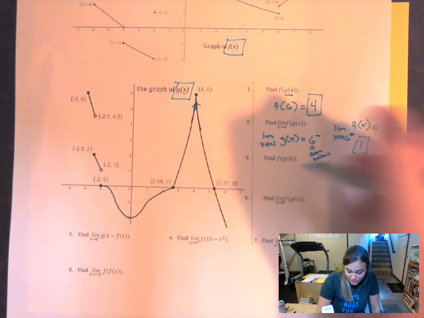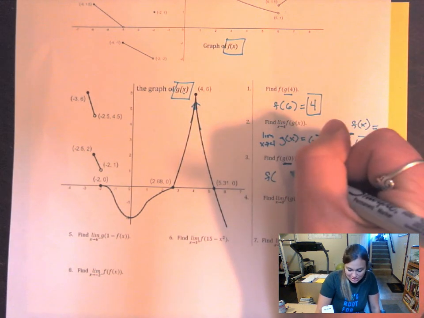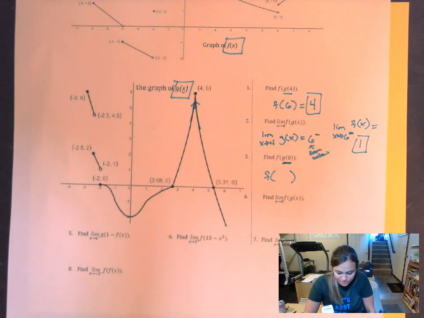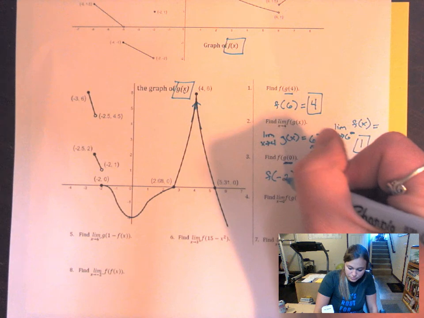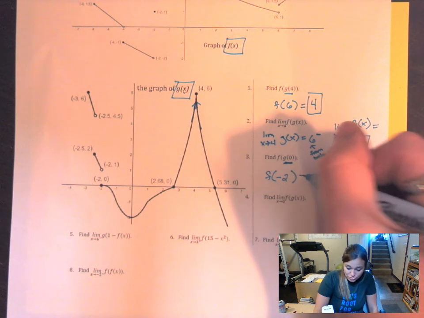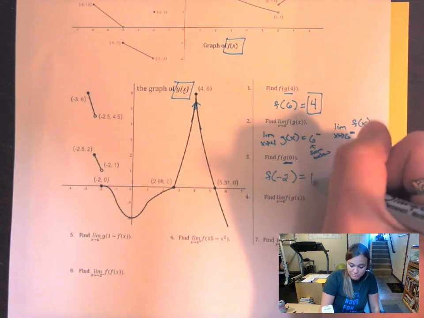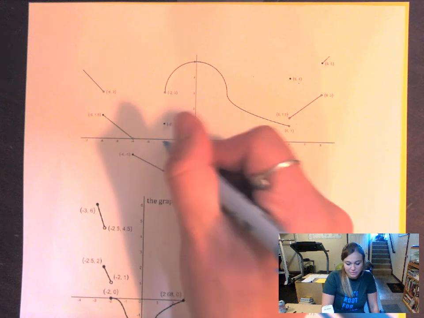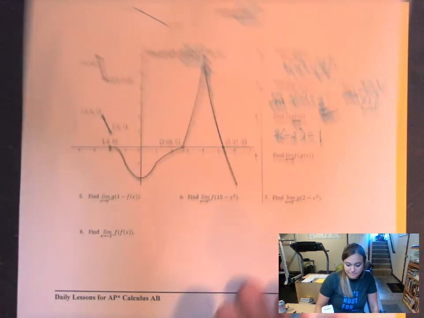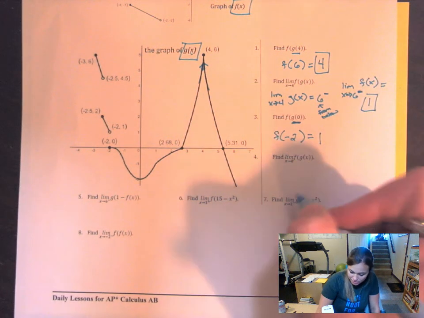Okay, next one, f of g of 0. This is nice. It's a little reprieve. This is just asking me to find the function value. What is g of 0? G of 0 is -2. F of -2, the function value at -2, is 1. It's just where is the filled-in dot. F of -2 is 1. That's it. Okay, so we got this one. Feeling good. Moving on to 4.